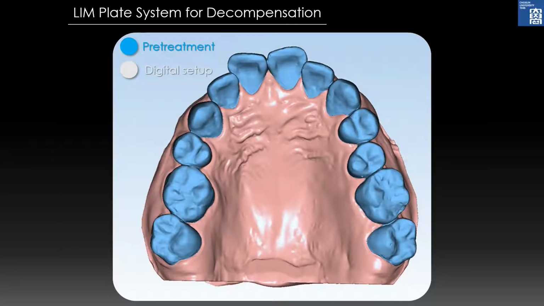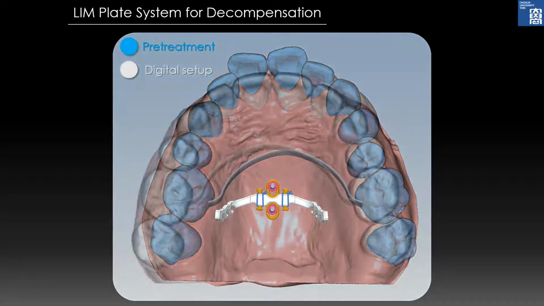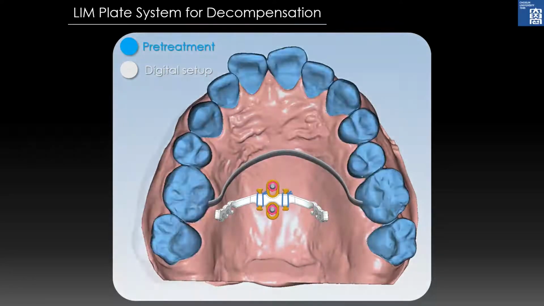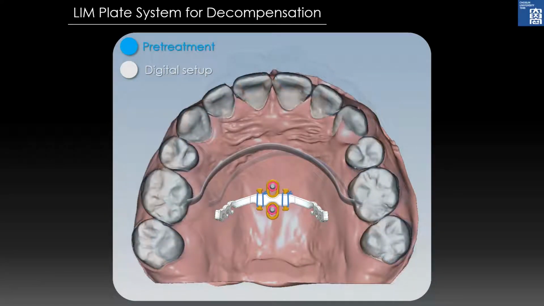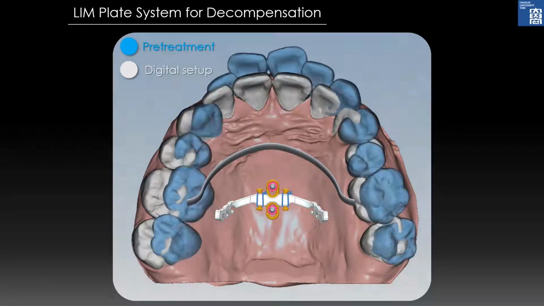For this decompensation, 2 mini implants were placed in the mid-palate and connecting plate was placed over the platform of the mini implant head. Nuts were fastened over the connecting plate. Then a palatal lever was placed and tied with ligature wires. And transverse forces were applied for transverse decompensation. Blue teeth show pretreatment and white teeth show ideal position of teeth.